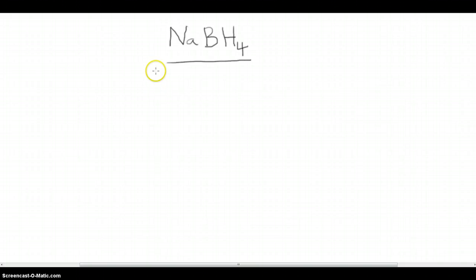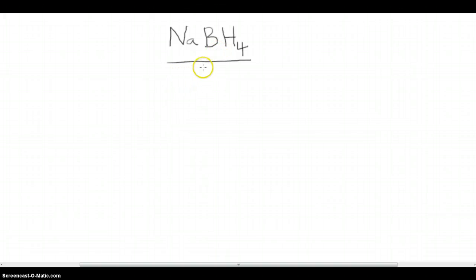Alright, so this is my attempt to show Adam how to draw the Lewis structure for sodium borohydride. Sodium borohydride is an ionic compound with sodium being the cation and this polyatomic ion, which you may not have seen before, called borohydride, is the anion.